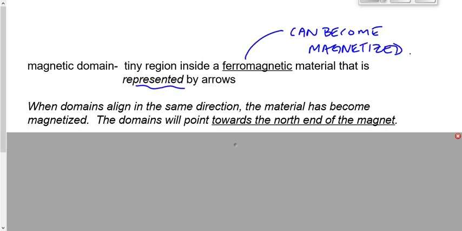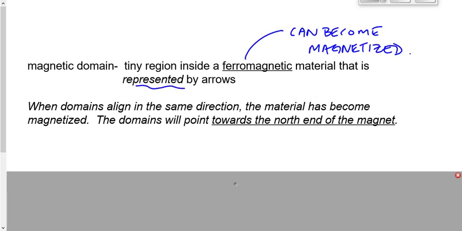Now, when these domains align, or in other words, when the arrows that we represent the domains with point in the same direction, then we would say this ferromagnetic material has become magnetized. In other words, we've got a magnet. It's not just the piece of steel that the leg of your desk is made of. It's actually a magnet now. The domains will always point towards the north end of the magnet. That is when it's become magnetized.